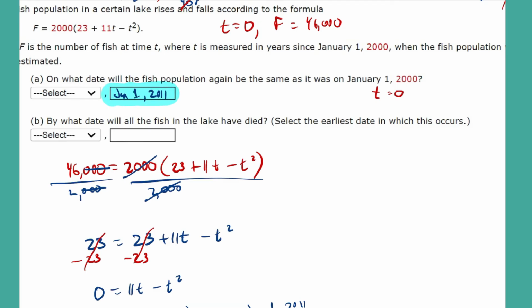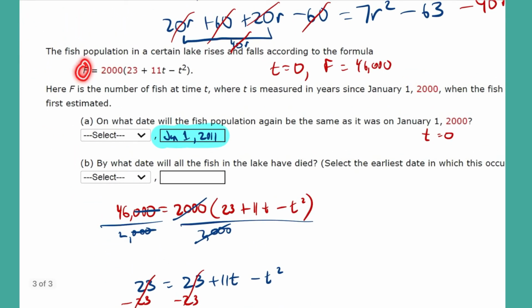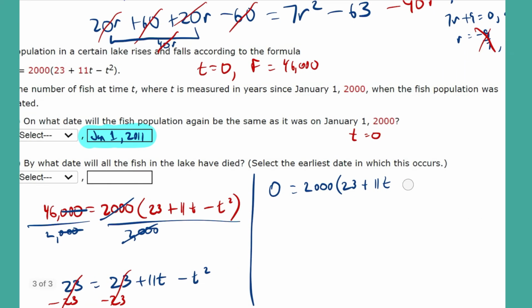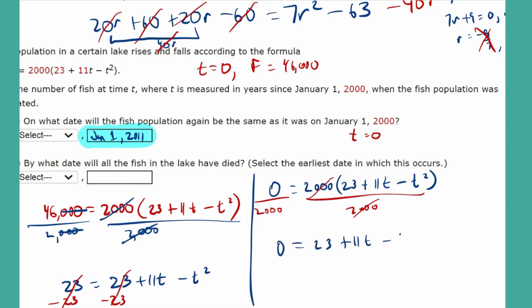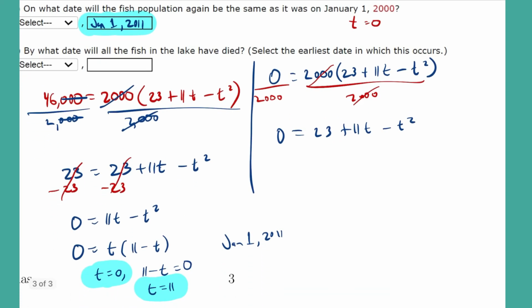All right, the final question is asking, by what date will the fish in the lake have died? In other words, when is the population of the fish equal to 0? So we set that equal to 0. And similarly, instead of distributing like we almost did last time, it's easier to divide both sides by 2,000 again. And you're going to get 0 equals 23 plus 11t minus t squared. Unfortunately, this is not factorable, so we will have to use the quadratic formula.